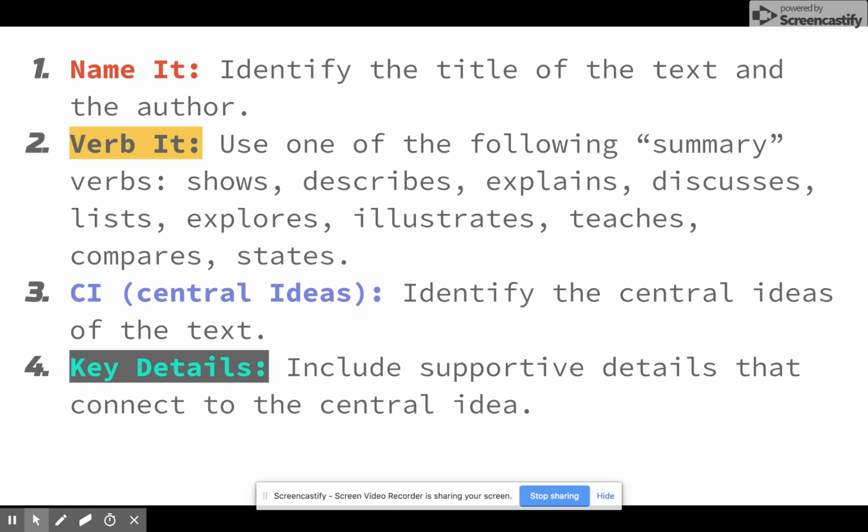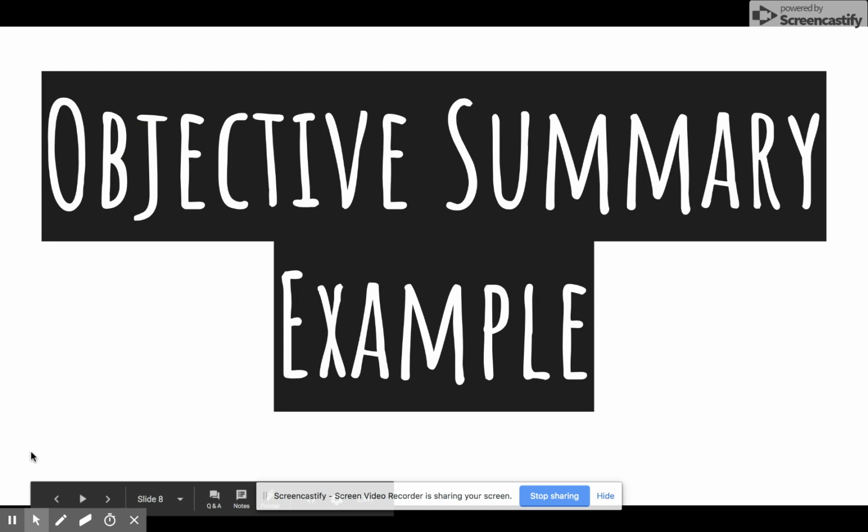4. Look for key details. Include supportive details that connect to the central idea. You don't want to go overboard here. You're just looking for things that are relevant and make sense, that generally support the overall topic that you're talking about. These come from these supporting details, the other W's that are in the 5 W's, or the how.